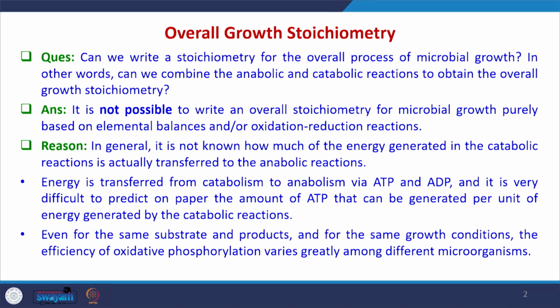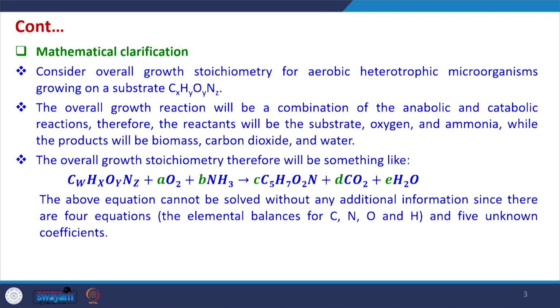Also, even for the same substrate and products and for the same growth conditions, the efficiency of oxidative phosphorylation reactions varies greatly among different microorganisms, and thus it is not possible in general to write an overall growth stoichiometry. But how to go ahead further? There are some conditions, and the mathematical clarifications will be given in this slide.